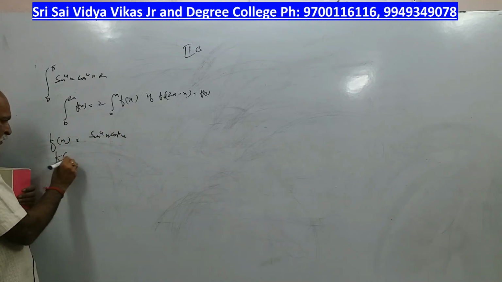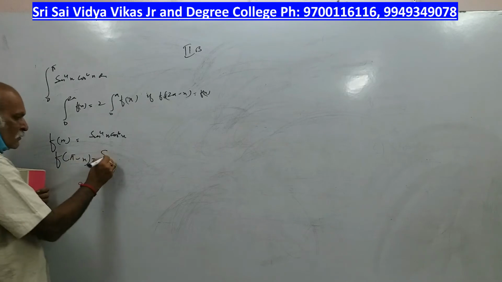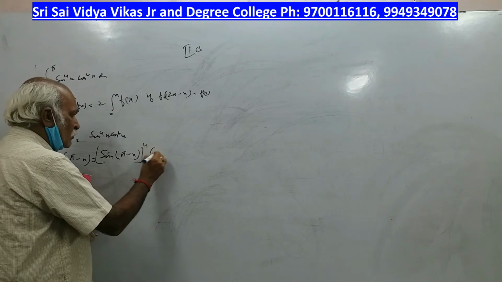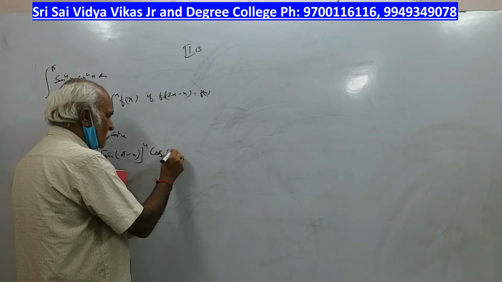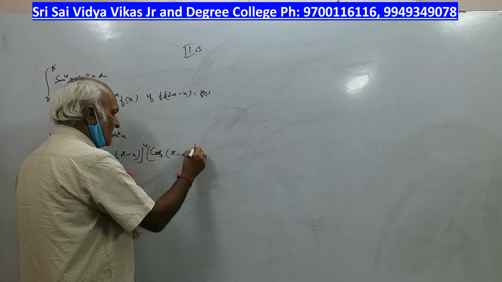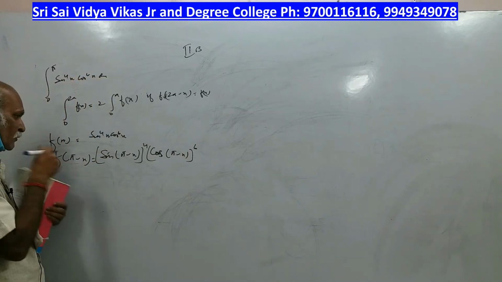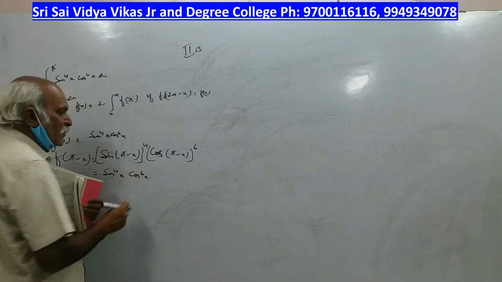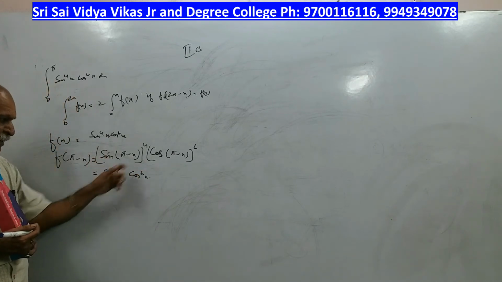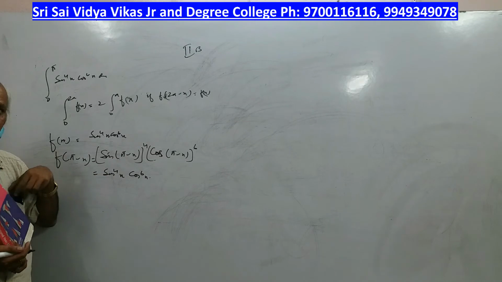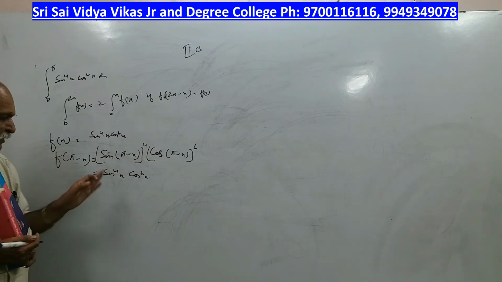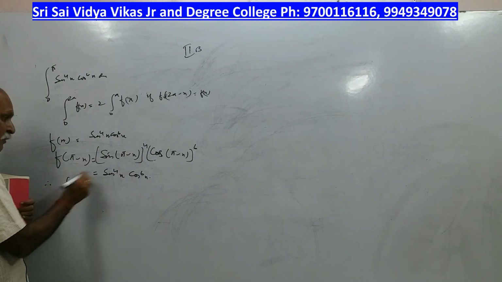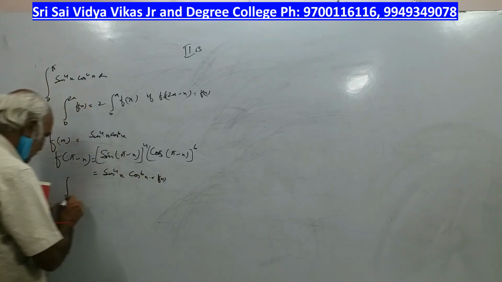sin power 4 x cos power 6 x. This will be sin power 4 x cos power, because sin of 180 minus theta is sin theta, cos of 180 minus theta is minus cos theta, but the power is 6, so it becomes cos power 6. So sin power 4 cos power 6. Therefore you are getting f of x.